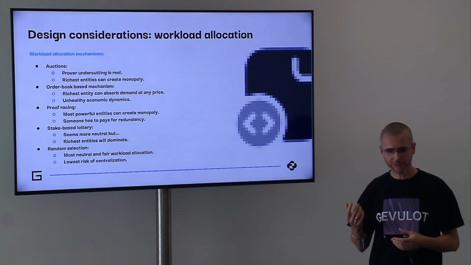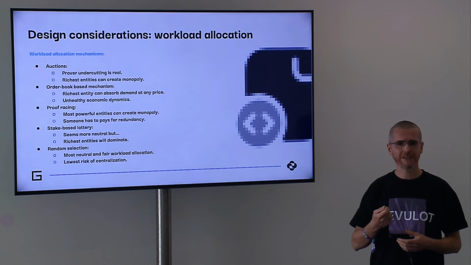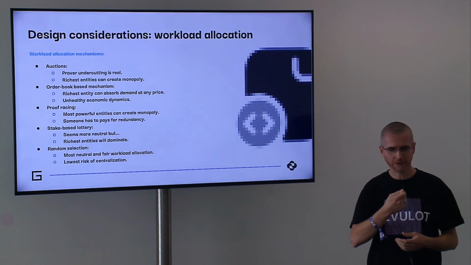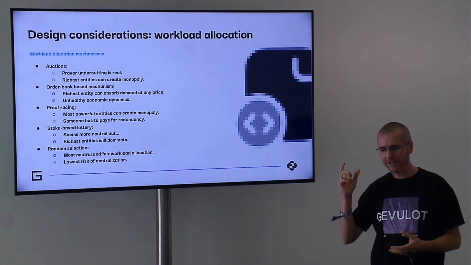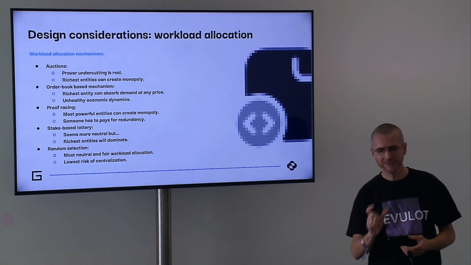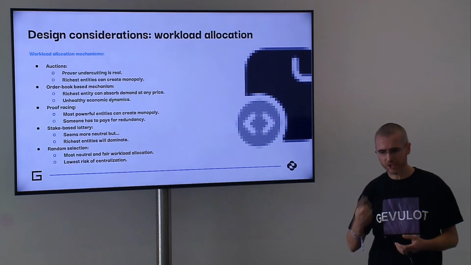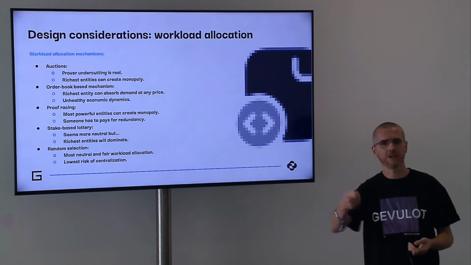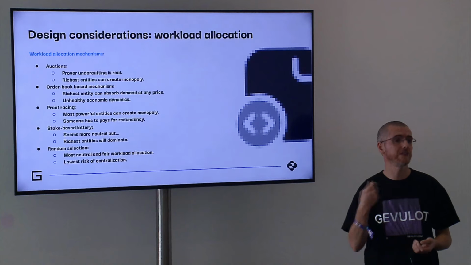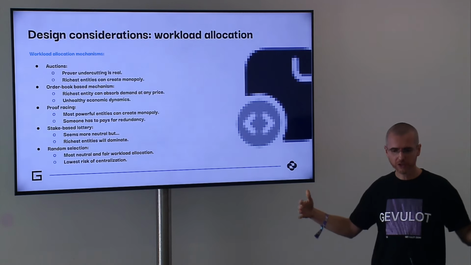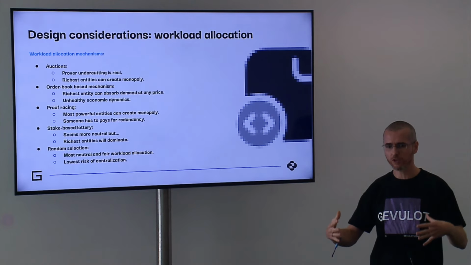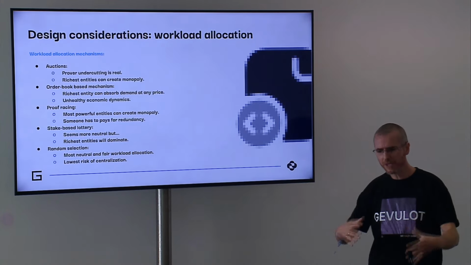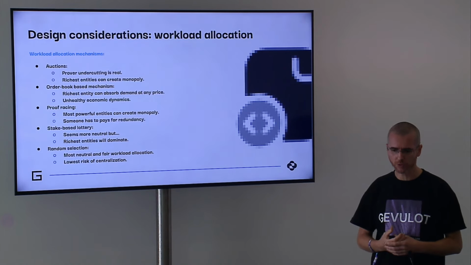Stake-based lottery, that's a more interesting thing. Lottery hints at some more neutral solution to allocate workloads. You know, it kind of includes randomness. On the other hand, since it's stake-based, again, the richest entities will have proportionately higher chances of being selected by that lottery. So it, again, somewhat limits the decentralized network that one might want to build if it's paired up with this type of workload allocation mechanism.